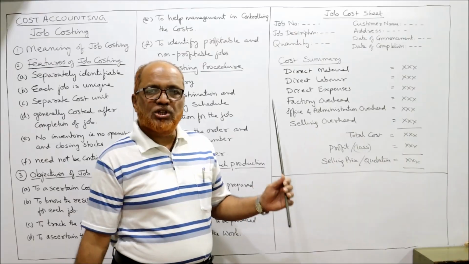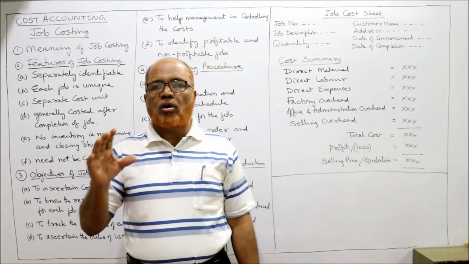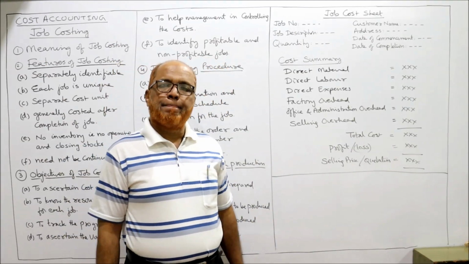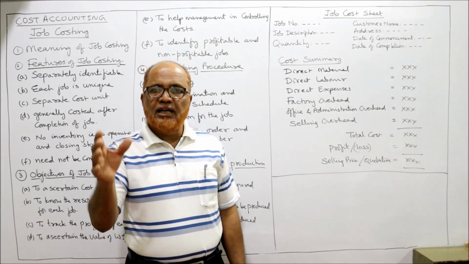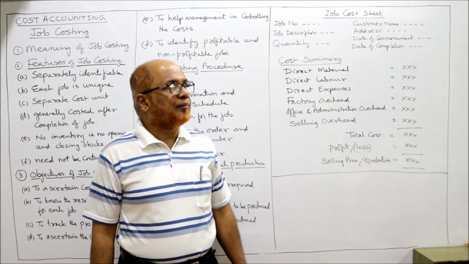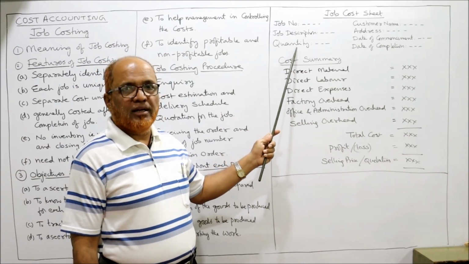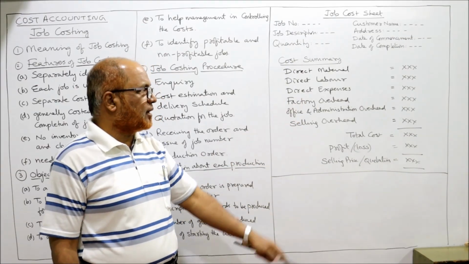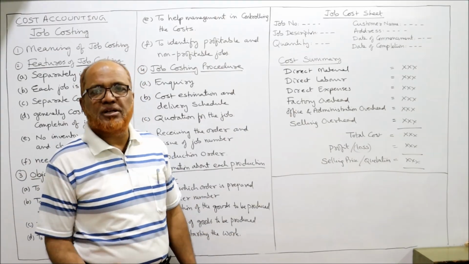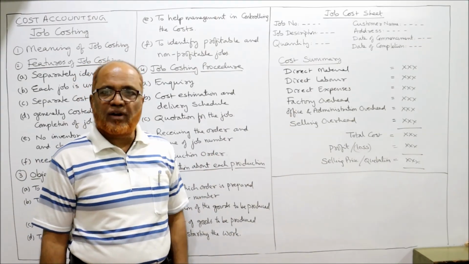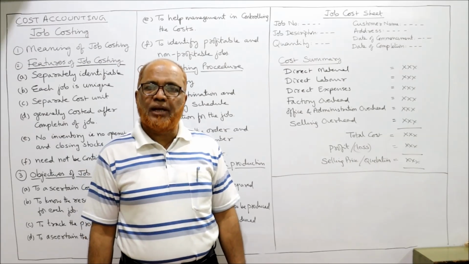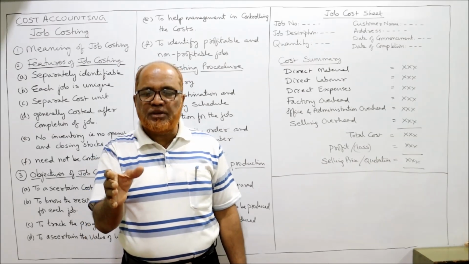Now, job cost sheet. For every job, one cost sheet should be prepared. In this cost sheet, the details will be written regarding the job number, job description, quantity, how many units we are going to prepare, customer's name, customer's address, and date of commencement and date of completion. All these details must be written.